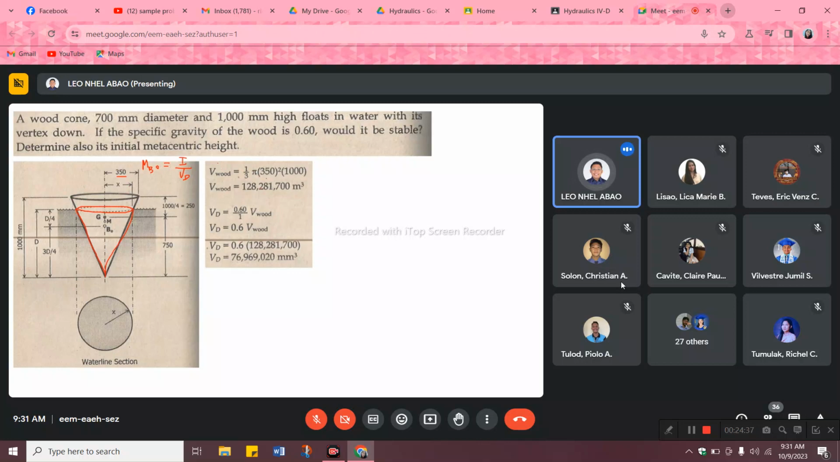So we have pi over 3, 350 squared times 1,000. This is the total volume of the wood. With the volume displaced, we get this notation as the actual value of the volume displaced or volume submerged. But again, that is not our concern, since we need to find this x. So by similar solids, we have here the volume of the wood, the total whole cone, over the volume displaced.